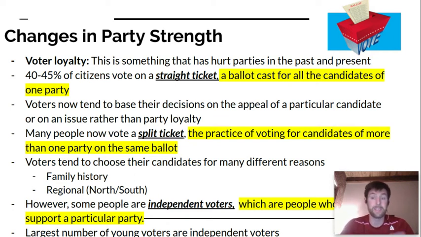And I think that's, again, what George Washington wanted us to do. He wanted us to not just support a party, but to support the best person to lead our nation, to lead our towns, cities, states, whatnot.